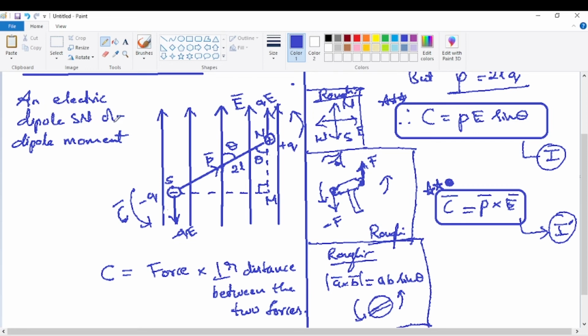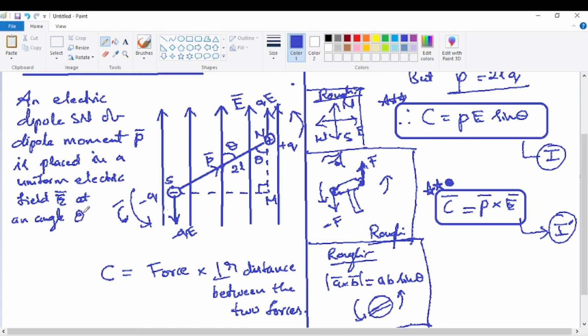So, electric dipole of dipole moment P. More clearly it's P bar. In the derivation we are taking only magnitude P, but for accuracy it's P bar. Is placed in a uniform electric field E bar at an angle theta as shown.